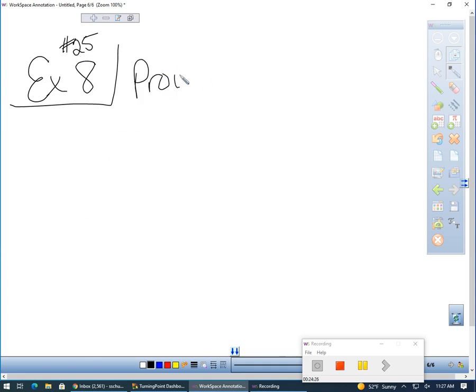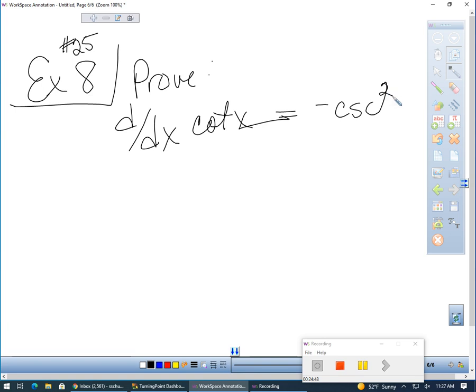Prove that the derivative of cotangent is equal to negative cosecant squared x. All right, so here's what we're going to do. I got to write that a little bit better in case somebody else is watching. There we go. All right, so to prove this, first of all, how else can I write cotangent?